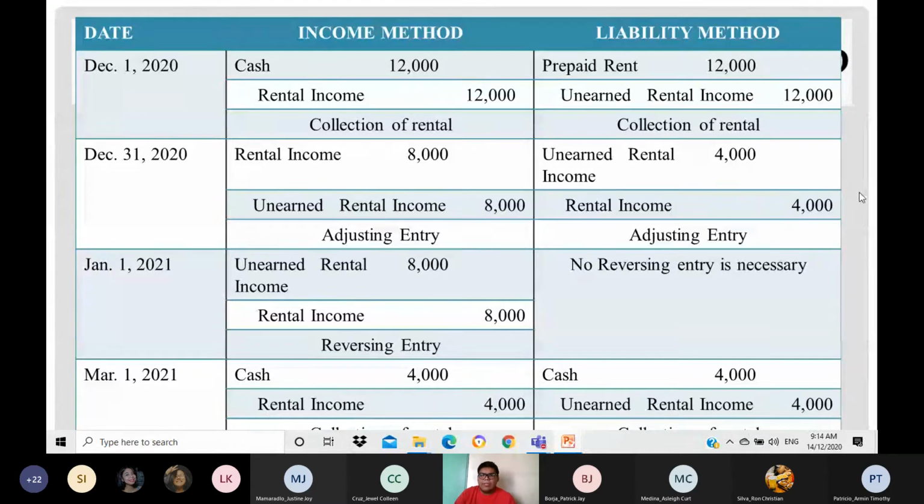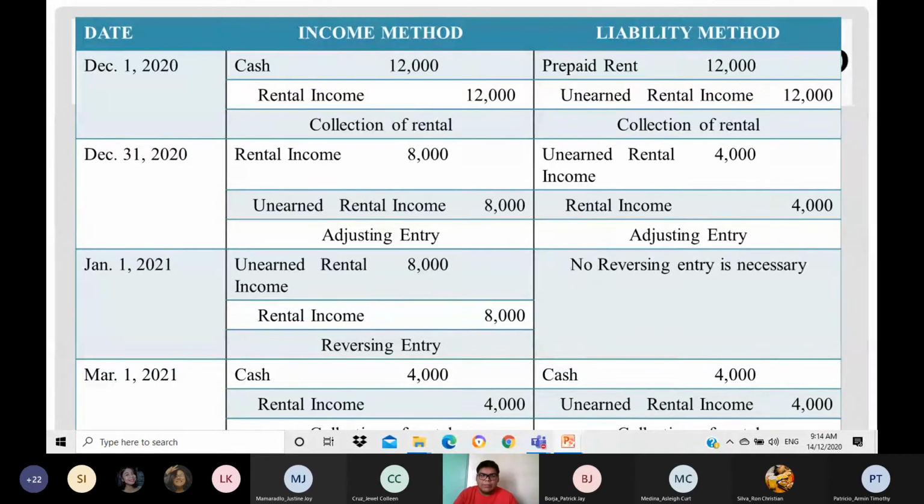Sa liability method, ganun din naman siya, pero baliktad lang. Prepaid rent naman siya as considered. So, nabayaran na yung renta. However, you will have to credit that as unearned, kasi end of December, end of January, and end of February, ma-earn renta na yan. So, ganun pa rin scenario niya, collection of renta.